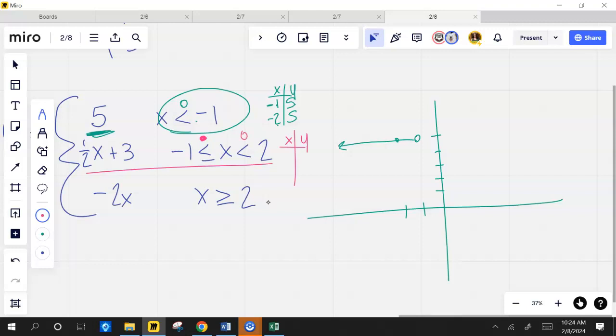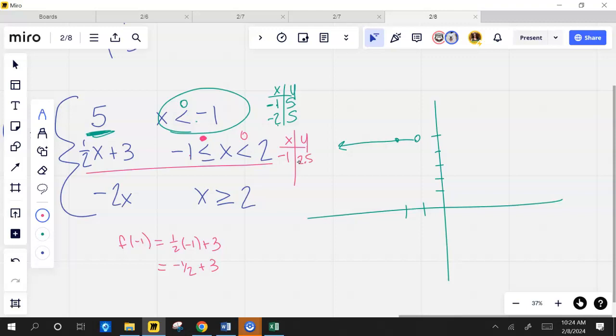Yep. So if I plug in -1, what do I get for y? If I said what is f of -1? 1/2 times -1 plus 3, close. This is -1/2, but it's not negative, it's positive, right? So 2.5.